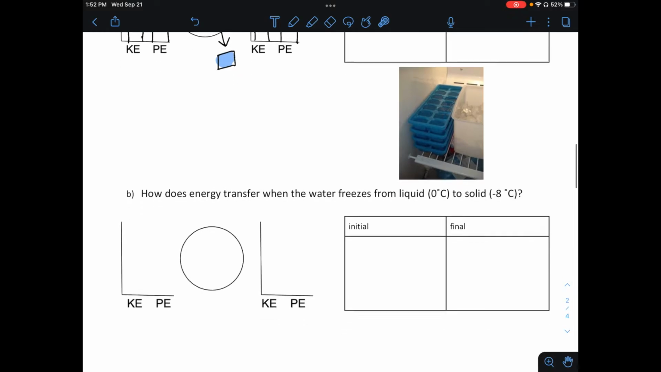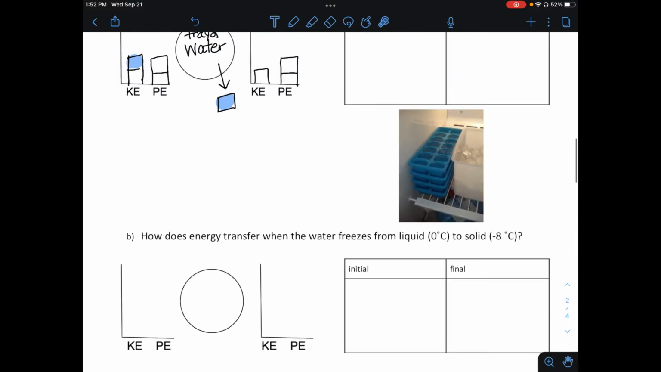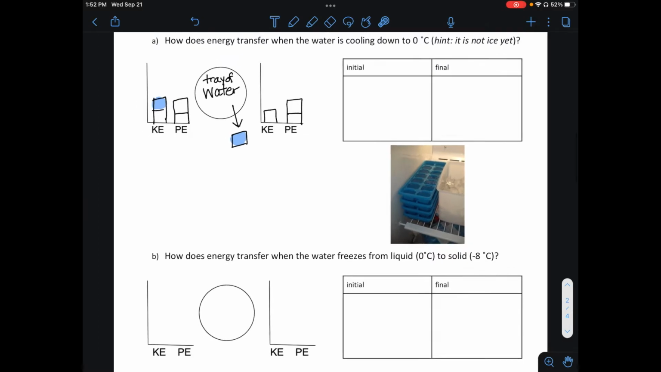Now, the next problem says, okay, now we have cooled the water, but what happens when that water freezes from a liquid to a solid down to -8? Now, they've gone out of their way to tell you the states of matter and the temperatures. So we've got a little bit more happening. I'm going to start with the potential energy. Again, we have a liquid, but this time, finally, we're going to go to a solid. So we're going to go from 2 blocks to 1 block. I don't like the way I drew that there, so I'm going to make that block match the other side.